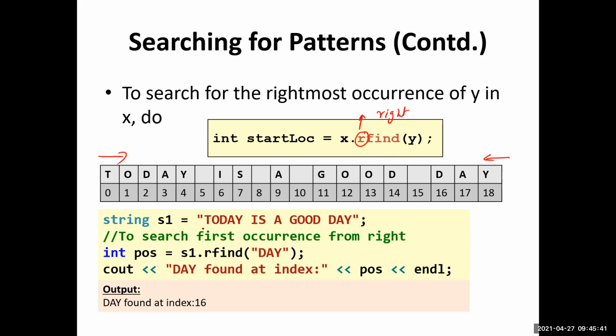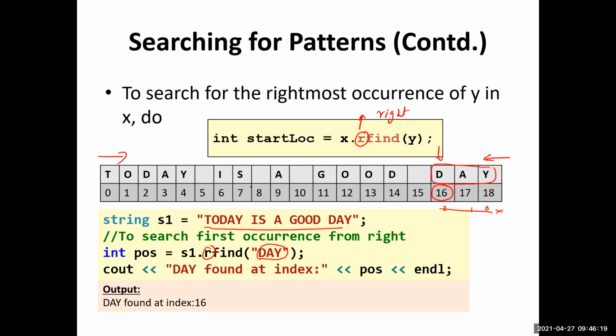So let's see how this function works. We again have the same string, "today is a good day". Instead of calling find, we are now calling rfind. From the right side, what is the first occurrence of "day"? Instead of searching from here, I search here. So this is day. When you are searching from the right side, it does not mean the positions are counted 0, 1, 2 from the right. The position remains the same. Day is found here, and the position is actually 16.